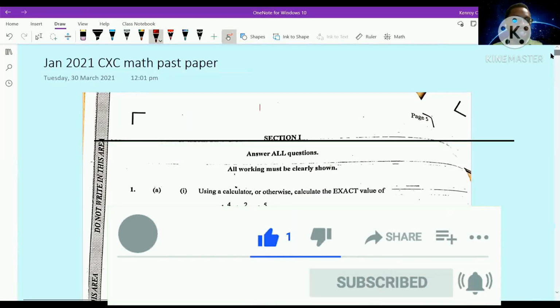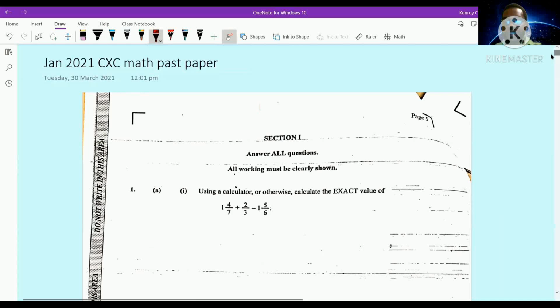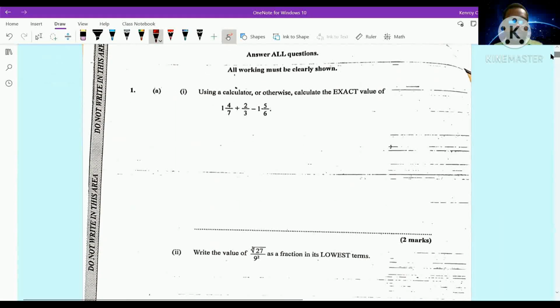Today we'll be looking at the January 2021 CXE Mathematics past paper. Now it starts by saying answer all questions. So all questions are compulsory. All right, 1A part 1.